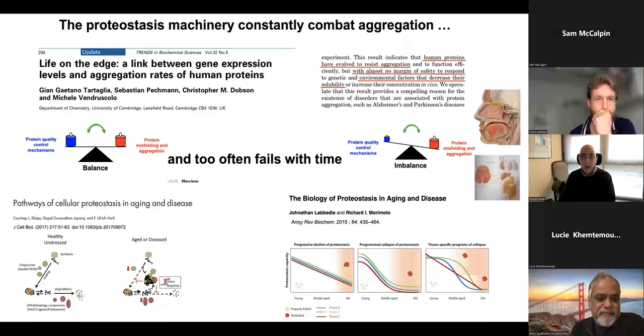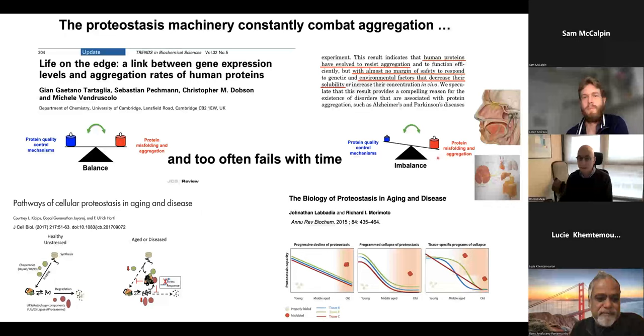So why is this happening? The explanation comes from a very nice series of papers describing life on the edge by Chris Dobson. What Chris and his colleagues say in these reviews is that the proteins we produce have evolved to resist aggregation, but with no margin of safety. This is why, under environmental factors and stresses, their solubility can decrease. So in this balance between the protein quality control mechanism and protein misfolding, with time you imbalance this process and you get aggregation.